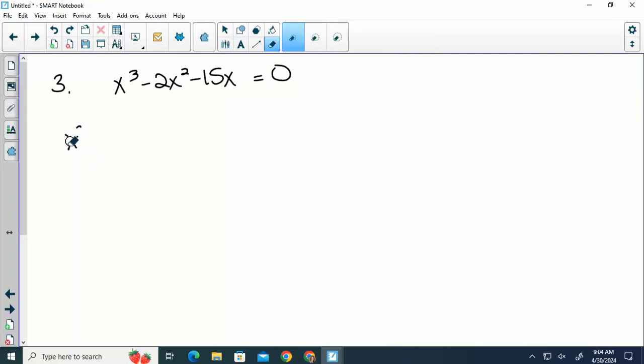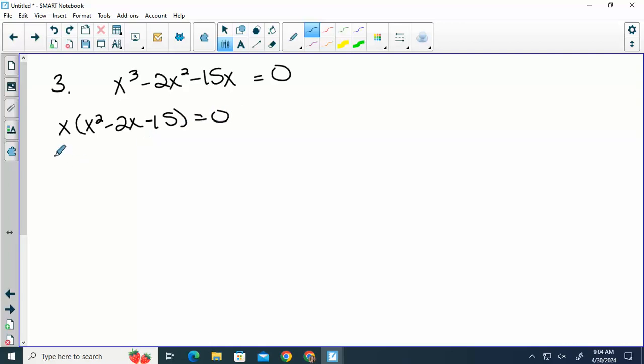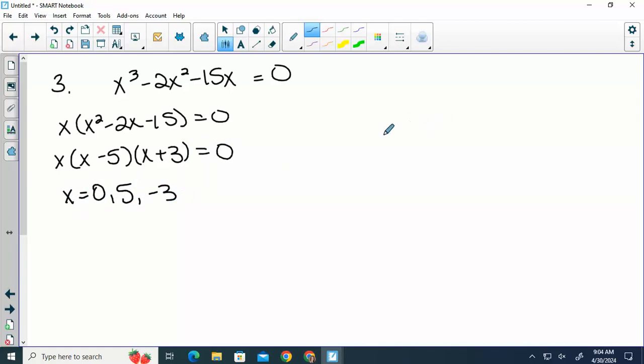So you could take out an x. And this would factor into x minus 5, x plus 3. Set those to 0 and we get 0, 5, and negative 3. So if you think about your graph, it touches the x-axis at 0, 5, negative 3. We know some things about x cubed. What's x cubed look like? A chair. And so it's got to start down here and end up here. So it would look like this.